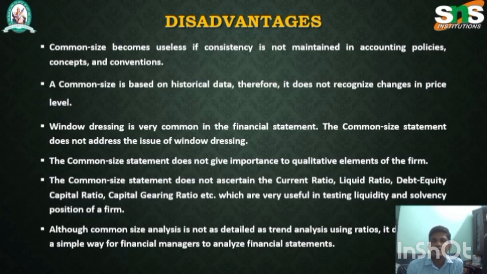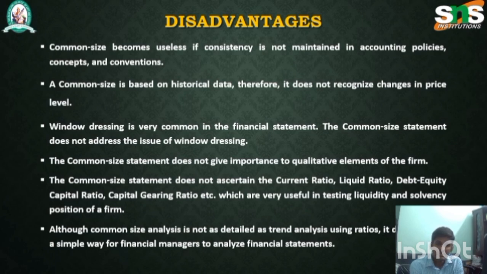Common size becomes useless if consistency is not maintained in accounting policies, concept, and convention. Say, for example, if a company is following straight line depreciation, there must be consistency in following the straight line method. Suppose the company is following different accounting policies, like different depreciation methods in a single accounting period, that is difficult to analyze. So there must be a consistency in following the accounting policies and concept and conventions.